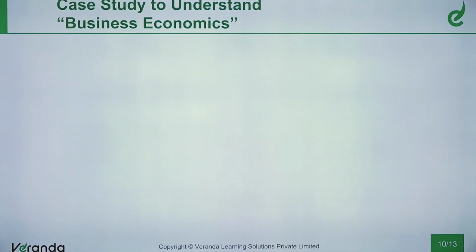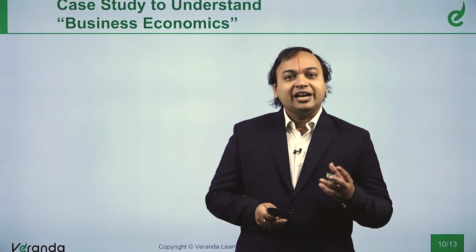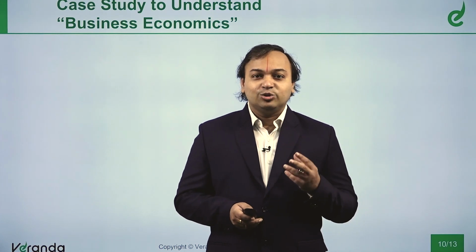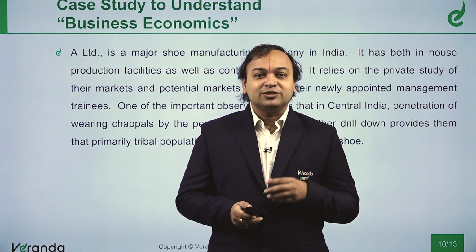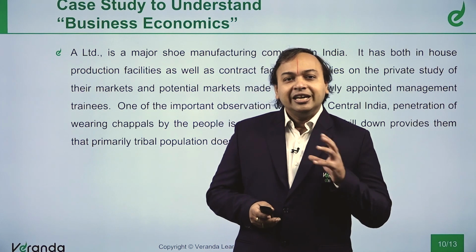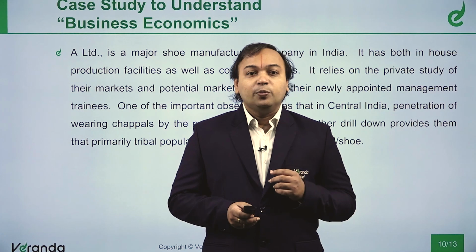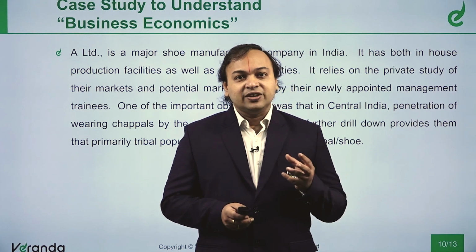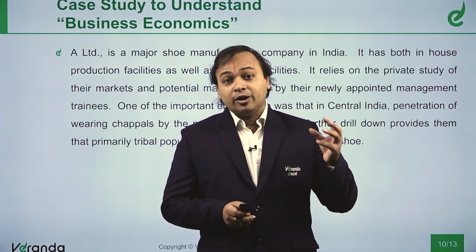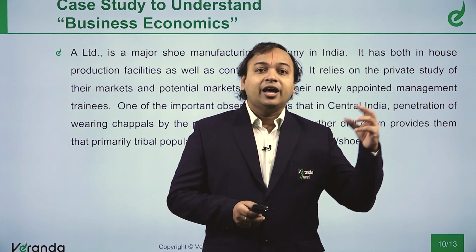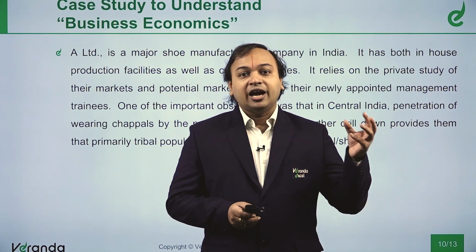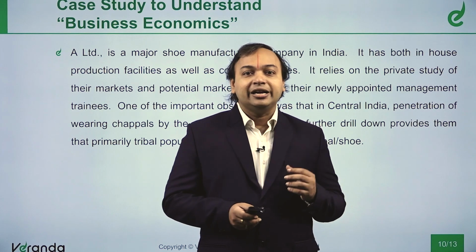In this case study, we are going to understand a business scenario so that we can understand business economics from a case study. A Limited is one of the shoe manufacturing companies in India. They have both an in-house production facility as well as contract facilities. So they get that particular shoe made by other, smaller producers, and they sell it under their brand name.